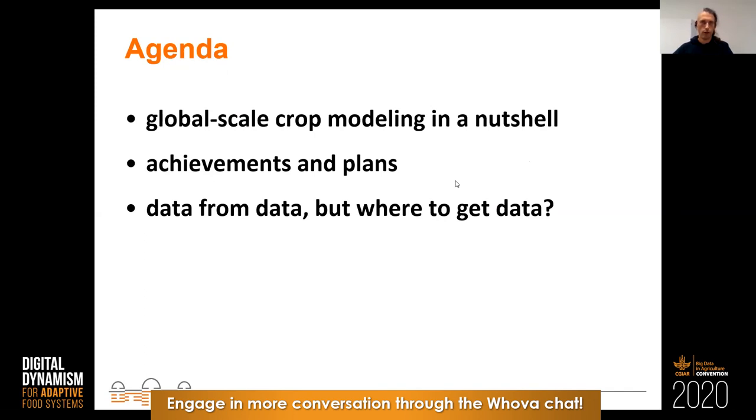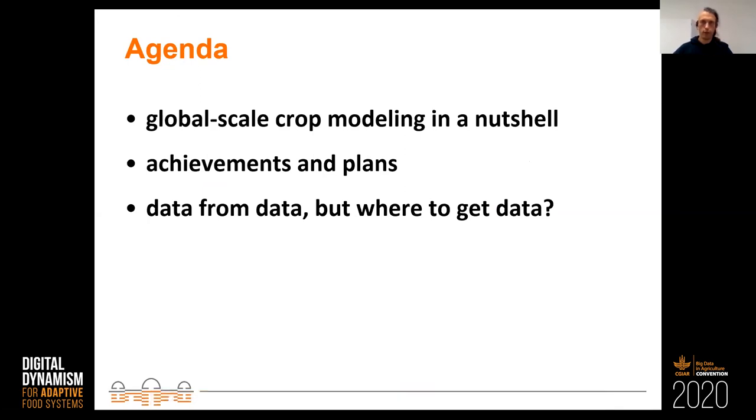So I will quickly talk about global scale crop modeling, then about a few achievements and plans in DGCMI. And then as this is a data conference, I understand also a little bit on data, where we produce data from data, but we also need to have data. Both previous speakers have touched upon the growing season parameterization already, which is of course the central input, but there are many more data requirements that I quickly want to talk about.